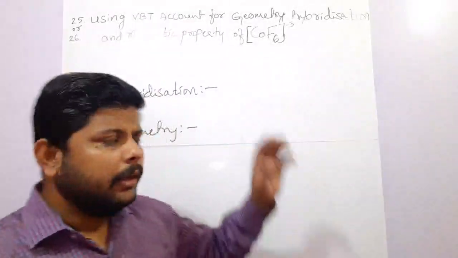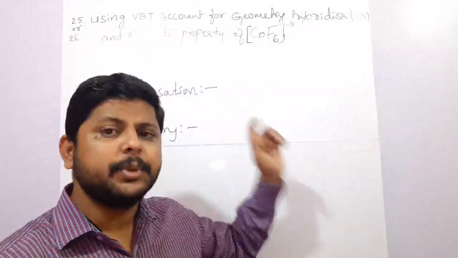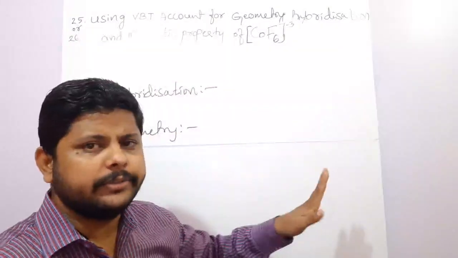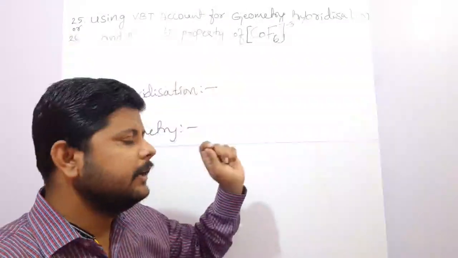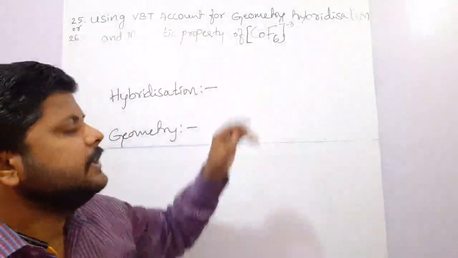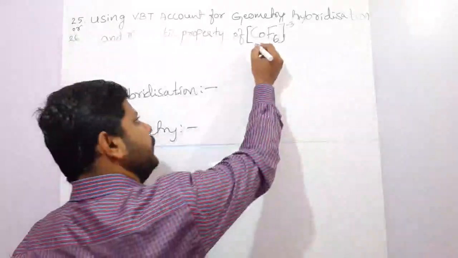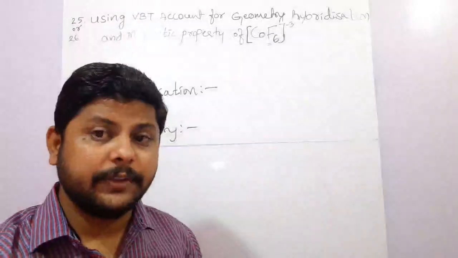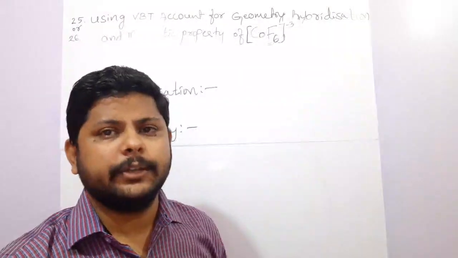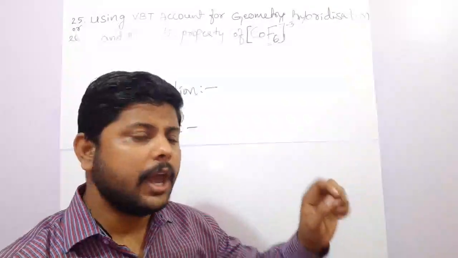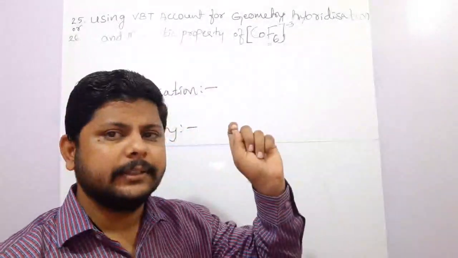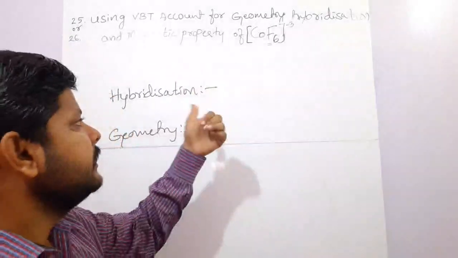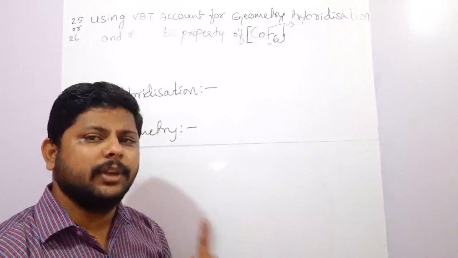For hybridization, there is a process, but I am not going into all those things directly. I will tell you how to write the hybridization. In CoF6, cobalt is the central metal atom and fluorido is the ligand. Fluorido is a weak ligand and there are six fluorido ligands. Based on that, you have to write the hybridization, which means you have to write six orbitals.